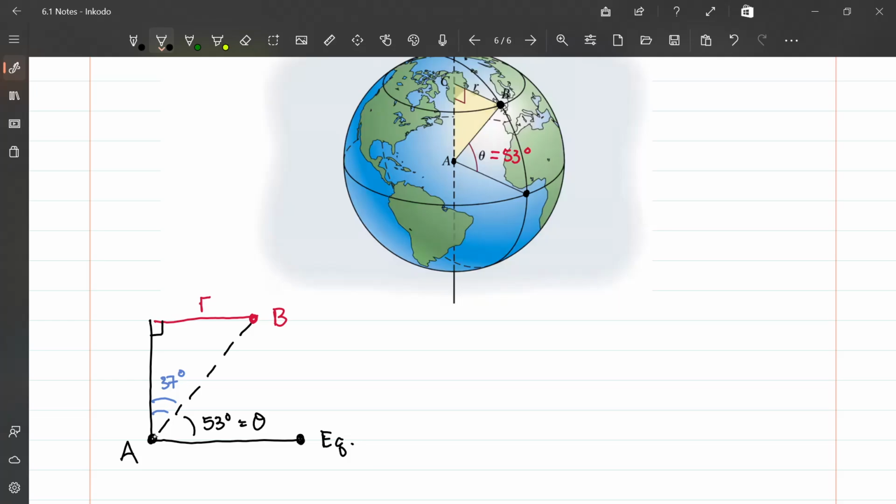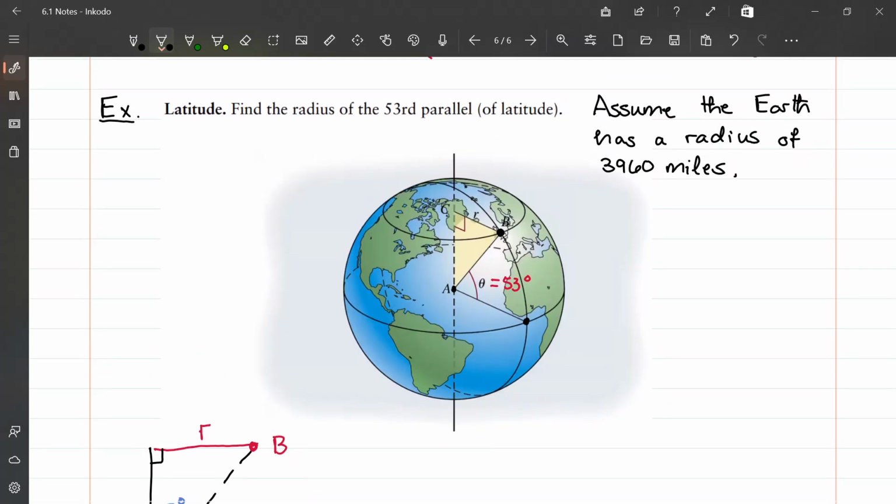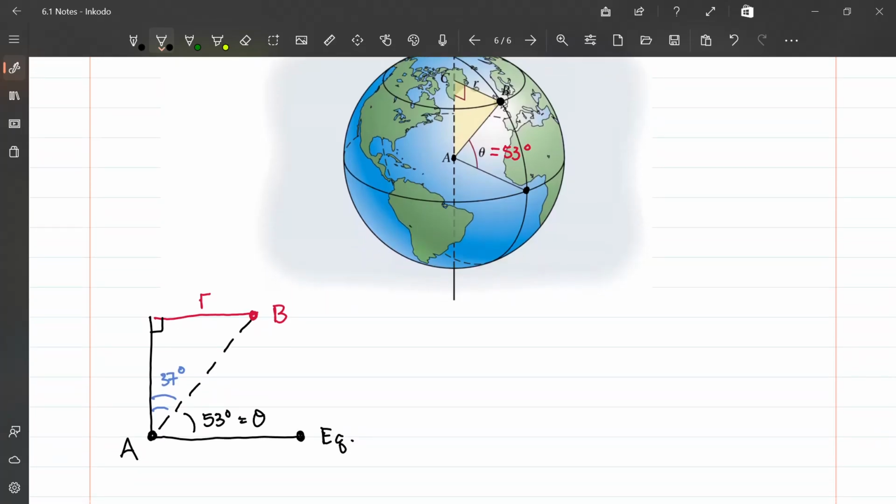A line that goes from the center of a circle, which is basically what we've described here, to the outside edge of the circle is a radial line. It represents the radius of the circle. And guess what? We are assuming the Earth has a radius of 3,960 miles. So that suggests that the length from A to B is 3,960 miles. Now that we know that, things aren't so bad.